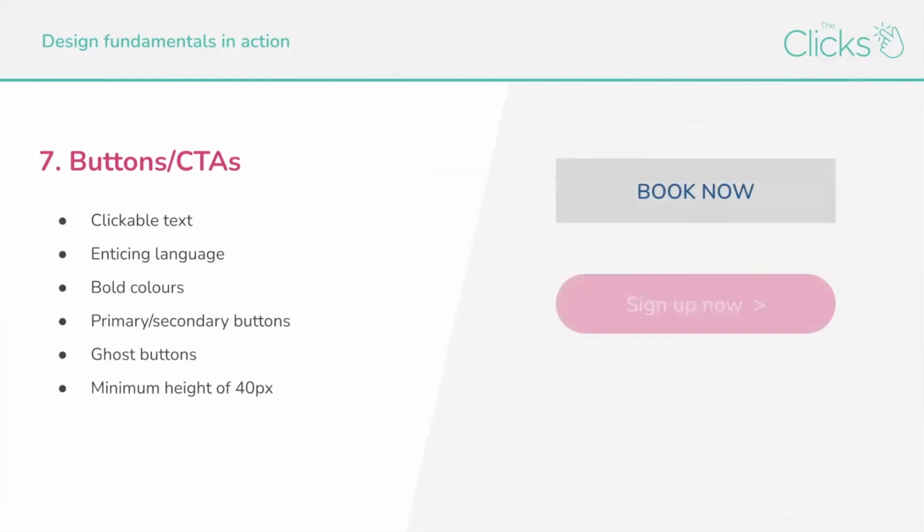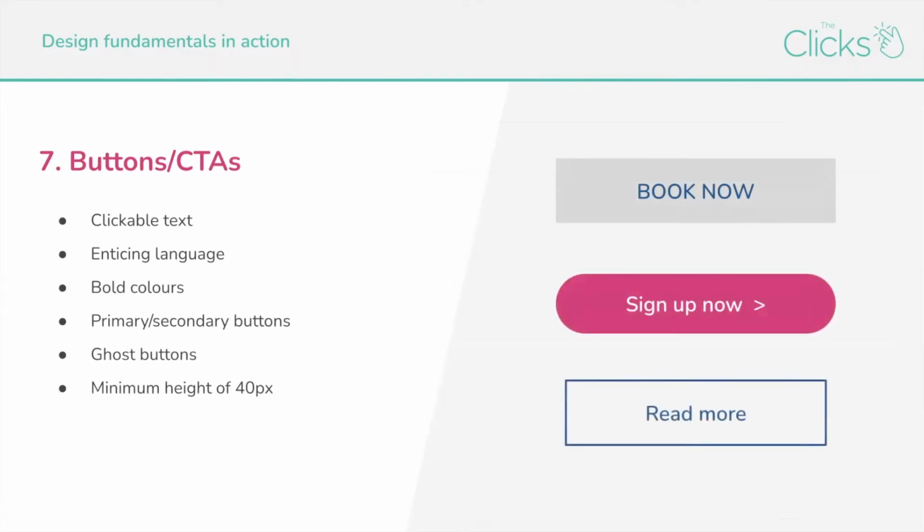So next up is your buttons and CTAs. You've got loads of different styles of buttons that you can use. You can use ones with rounded corners, square corners, ghost buttons like the one on the bottom. Now all of these can serve different purposes, but it's important that your CTAs are bold and that you try and use more enticing language that encourages an action like book now or sign up now, giving the user a real sense of urgency to click.